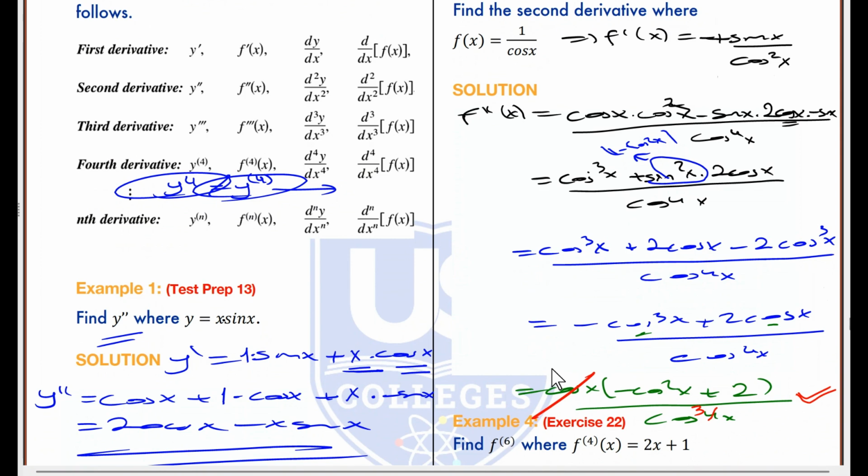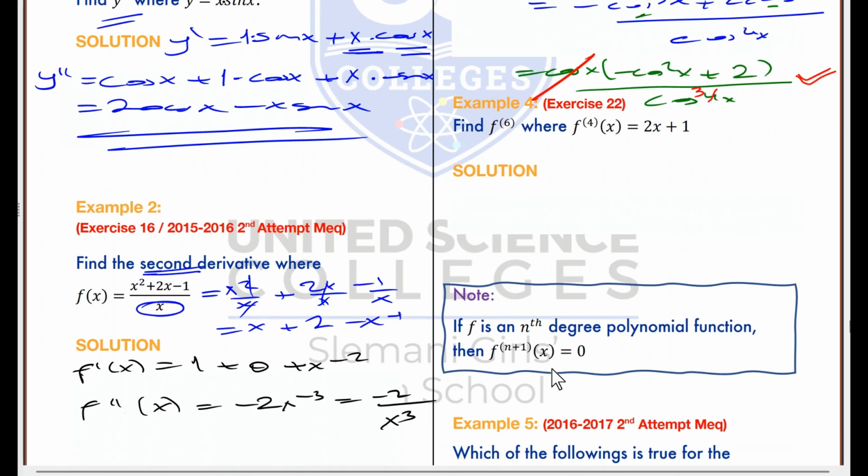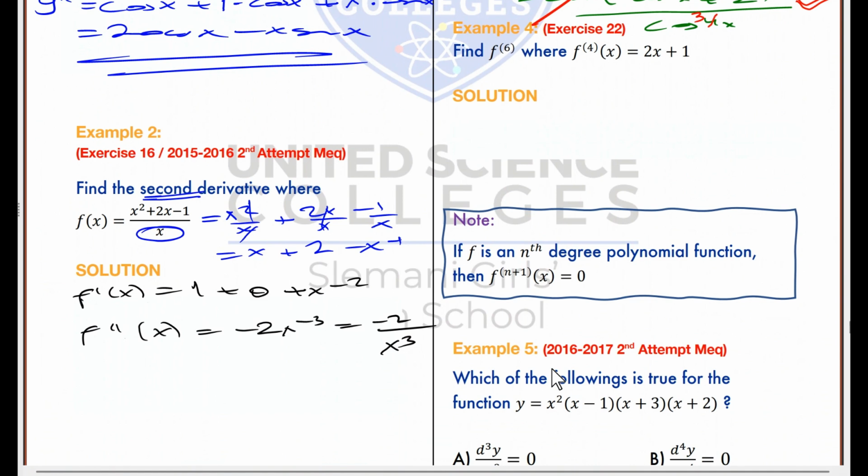Okay. Let's continue with another exercise question, which is much easier than the previous one, simpler. We are asked to find the sixth derivative when the fourth derivative is given. So we are lucky we are not asked to find the sixth derivative when f of x is given. We are already given the fourth derivative. Now we are going to find the fifth first. Take the derivative of 2x plus 1, which is 2. Now the sixth derivative of 2 is 0.